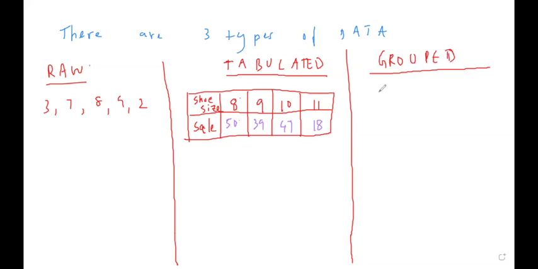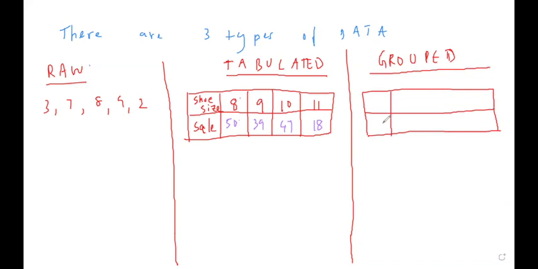Grouped data contains intervals. So that's how it's different. It's similar to tabulated data, the only difference being it's got groups. So if I were to arrange this horizontally, let's again go back to marks and number of students. That's frequency is what I'll call it.